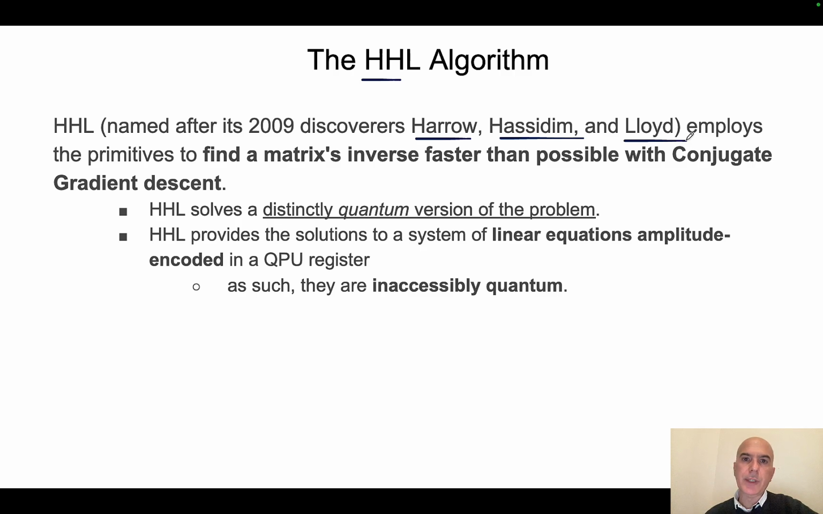This algorithm uses a bunch of different quantum algorithms, for instance quantum phase estimation, to find the matrix inverse. And it does that in a faster way than other classical linear solvers, such as the CG, or conjugate gradient, linear solver. In reality, the HHL solves a distinctly quantum version of the problem. Why am I saying a different version of the problem? Well, the HHL algorithm uses amplitude encoding both for the source term and for the solution. So our solution of the problem will be encoded using the amplitude.